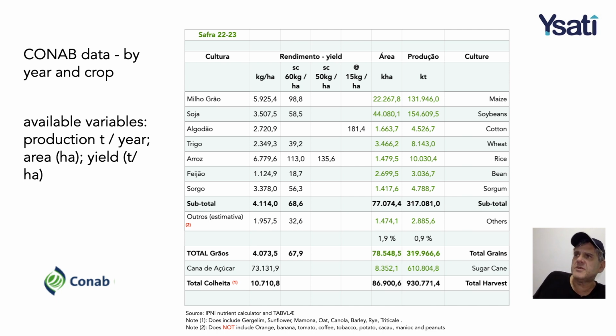And then we do have, in a different line outside the grain subtotal, sugarcane. Then you can see the same figures which I showed before. You see the area, the production. So everything is reconciled in my database, as I explained in the other presentation. So here it is. We do have many variables like production, area, yield in this CONAB data.